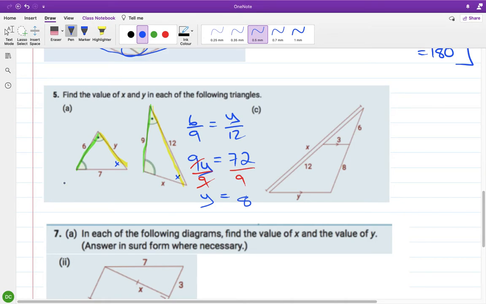And then if I do x, so 7 over x equals 6 over 9. Cross multiply gives me 6x, and 7 9s are 63. Okay, and then we divide by 6, both sides. The 6's cancel, and 63 divided by 6 is 10.5. x is 10.5 and y is 8. That's dividing by 6 there, if you can see that.